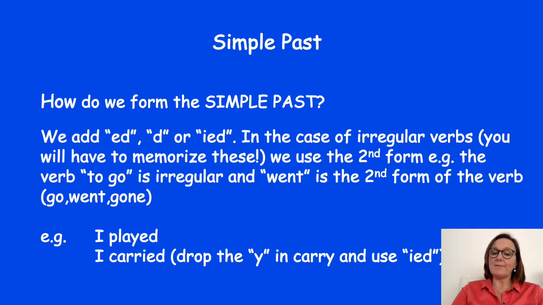But for a normal regular verb, we simply add d, ed or ied depending on the spelling. Now you're going to have to learn your spellings as well, and I also suggest that you read and read out loud because the more you read, the easier spelling becomes because your brain starts to automatically recognise words. Okay, so for irregular verbs, for example, the verb to go, we have go, went, gone. The second form of the verb is went. So the simple past of to go is went. And for a regular verb like to play, we simply add ed, played. Okay.